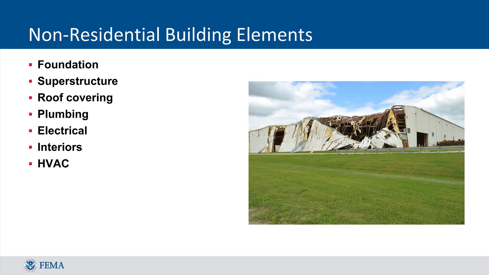There are only 7 damage percentages that must be evaluated for non-residential structures: foundation, superstructure, roof covering, plumbing, electrical, interiors, and HVAC. You may note that, among others, elements such as cabinets and countertops, flooring, and appliances are all not included in a non-residential assessment.